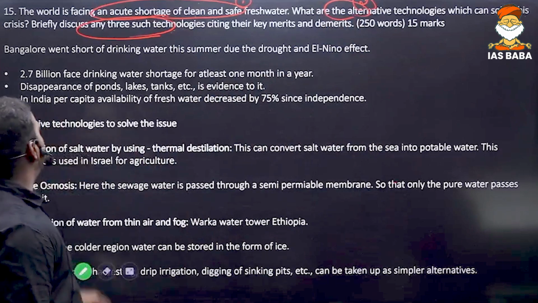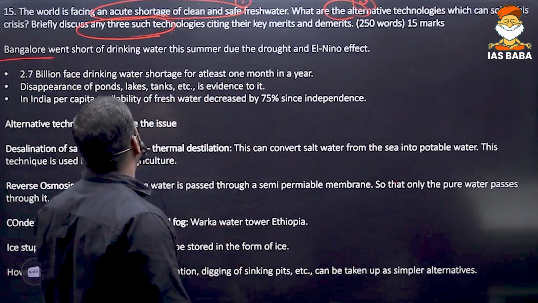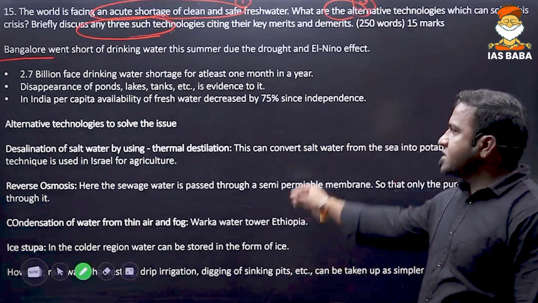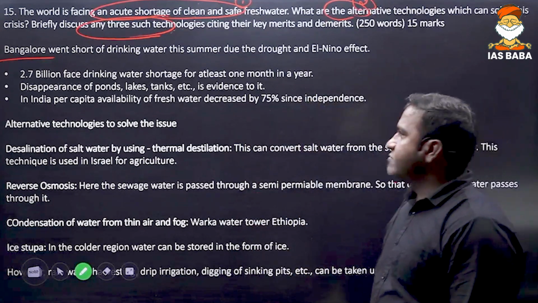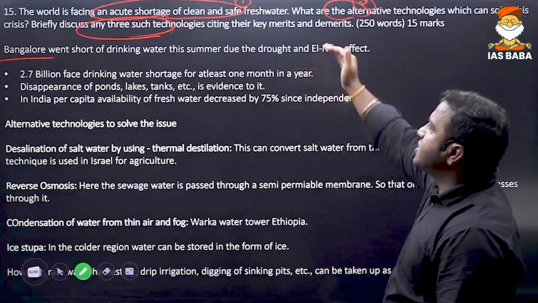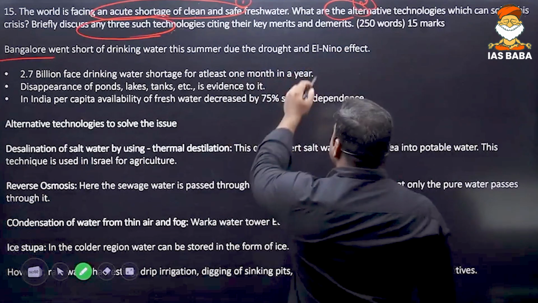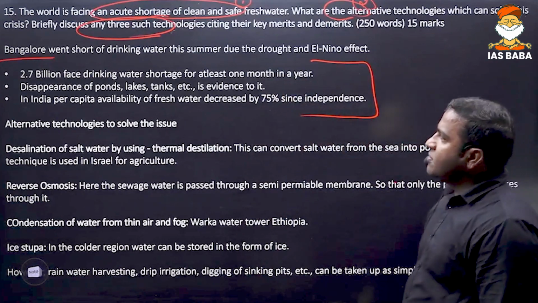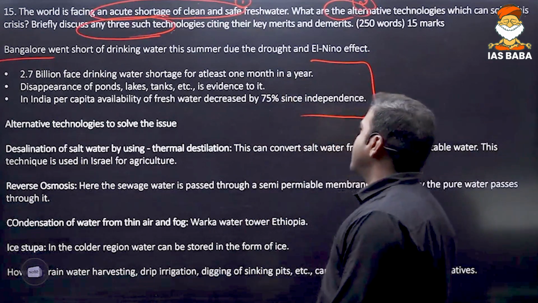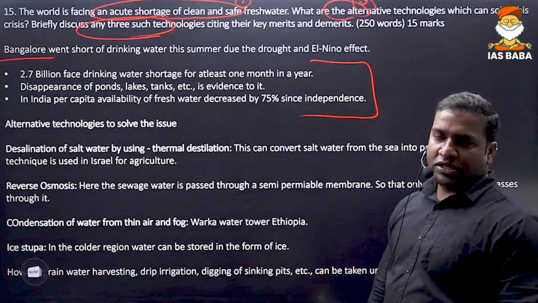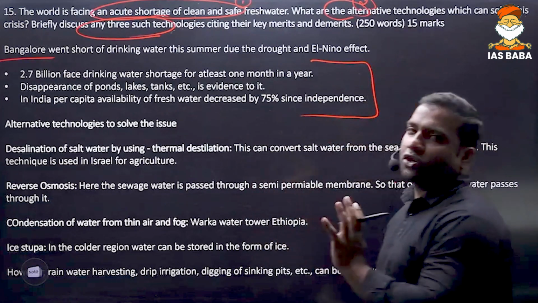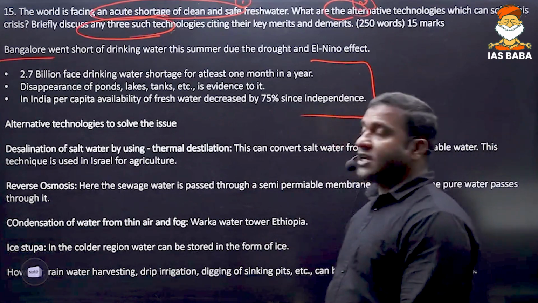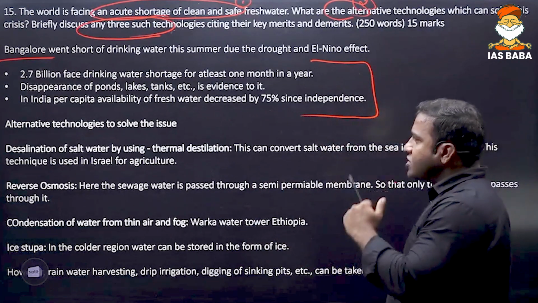Then, we can introduce with current affairs. Bangalore went short of drinking water this summer due to El Nino effect and drought effect. Yes, a severe shortage of water occurred. Then, coming to the second part, how it is facing. So friends, here is the part where you answer the assertion part. Yes, 2.7 billion face drinking water shortage for at least 1 month in a year all over the world. At least for 1 month you face shortage, that too in the off season. Then disappearance of ponds, lakes, tanks, etc. is the evidence for the shortage of fresh water.